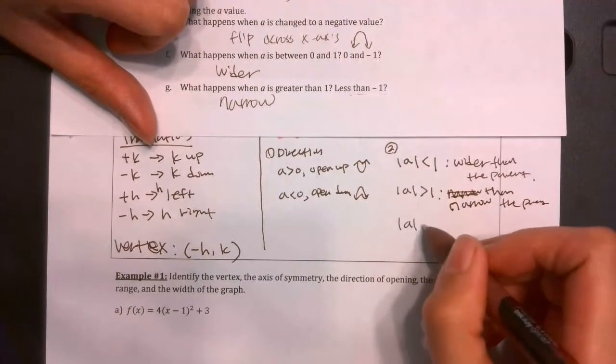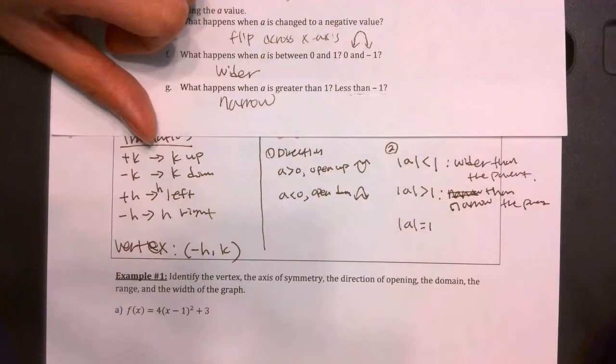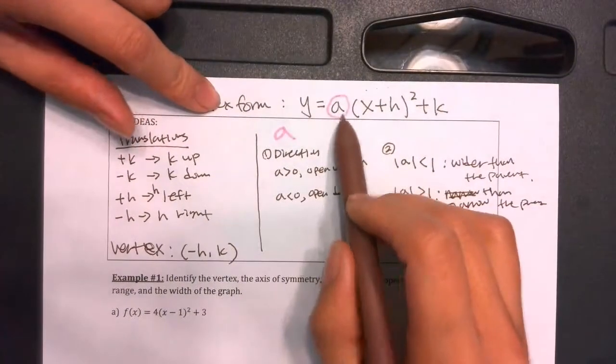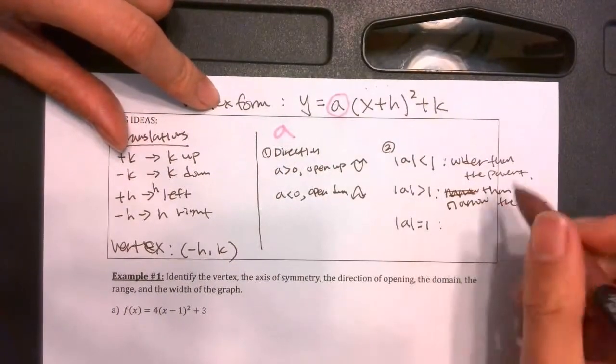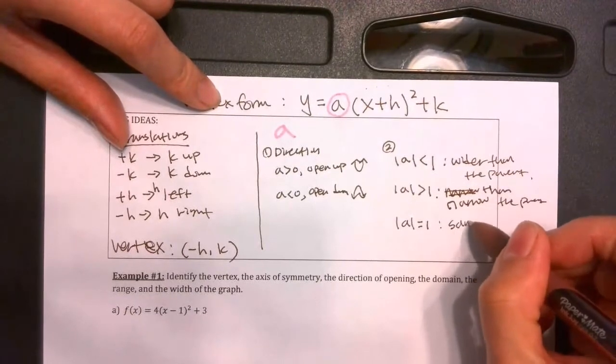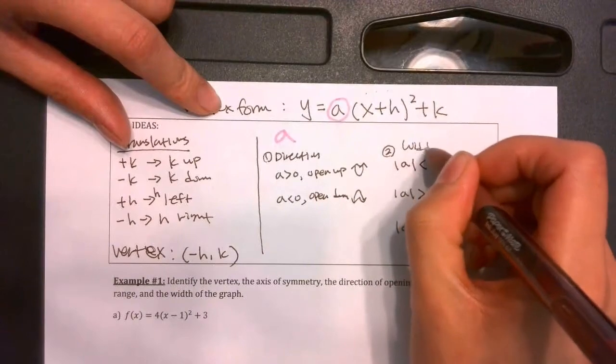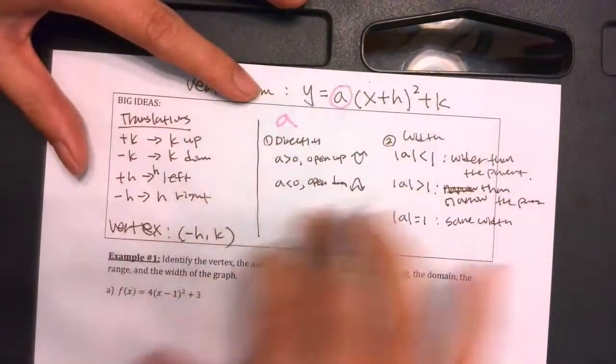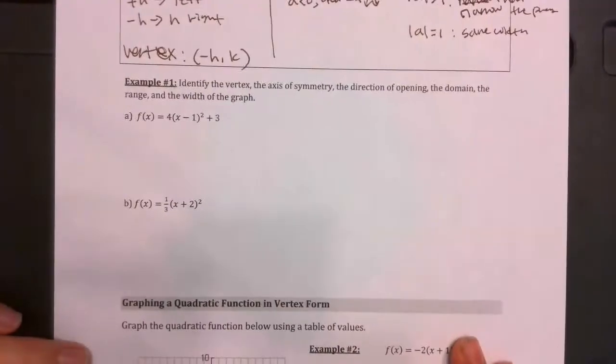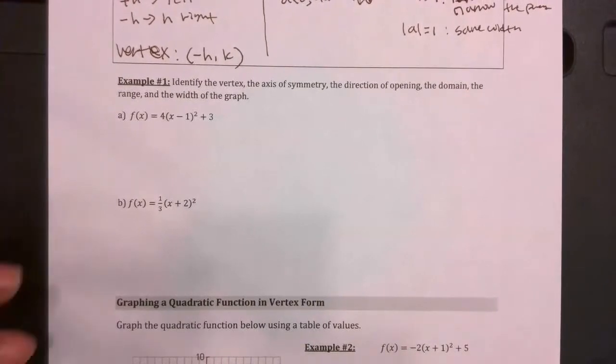What if absolute value of a is equal to 1? Like what if it was just equal to 1? It's the same width as the parent function. Same width. So it also tells you about the width. Okay, all right, very, very important over here. Let's practice. Identify all these things.